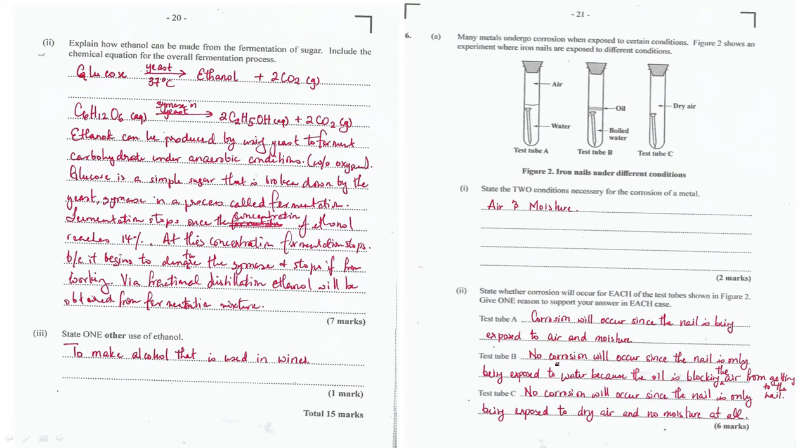The reason for B is that since the nail is only being exposed to water, there is no air attacking it, and the reason why it's only exposed to water is because it's covered by a layer of oil which is blocking the air from getting to the nail. And for test tube C, no corrosion will occur since the nail is only being exposed to dry air, which means that there's no moisture at all in the air. Okay?